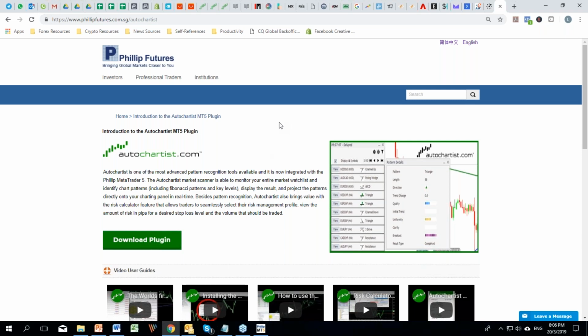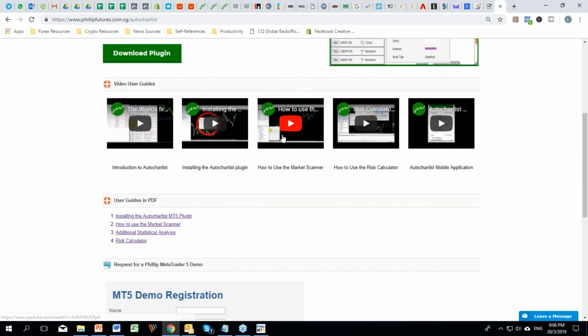In this page, it tells you everything you need to know about Autochartist. There are about 5 tutorial videos that you can watch that teach you all the way from how you install the plugin, how you use the market scanner, how you use the risk calculator, and even the mobile application. If you are not a person who likes video and you prefer a document to refer to, we also have it in PDF, right? So you have the best of both worlds. You're able to view it either in video or in PDF.